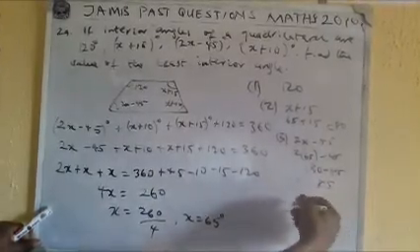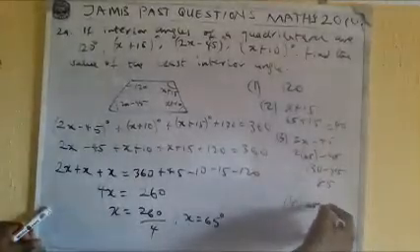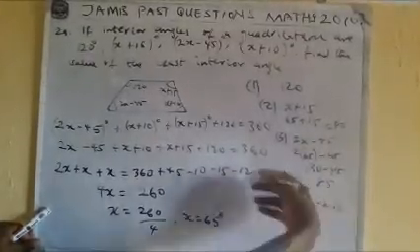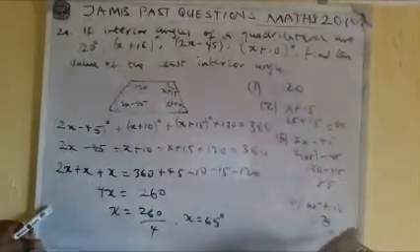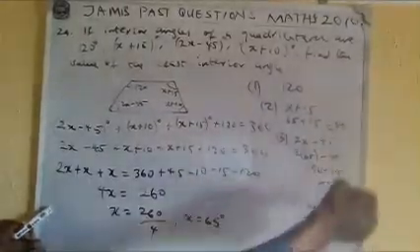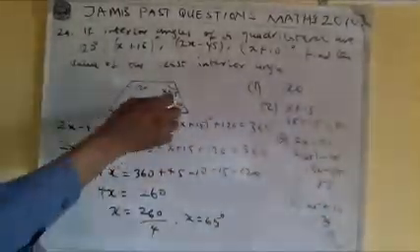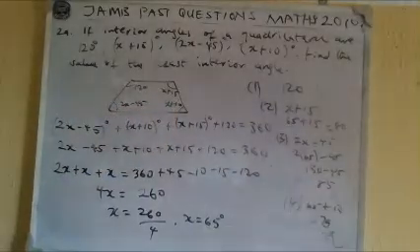Then the fourth angle, 65 plus 10. That's x plus 10. That's 75. So which one is the smallest? 75, 85. So 75 is the smallest angle. That is this one.